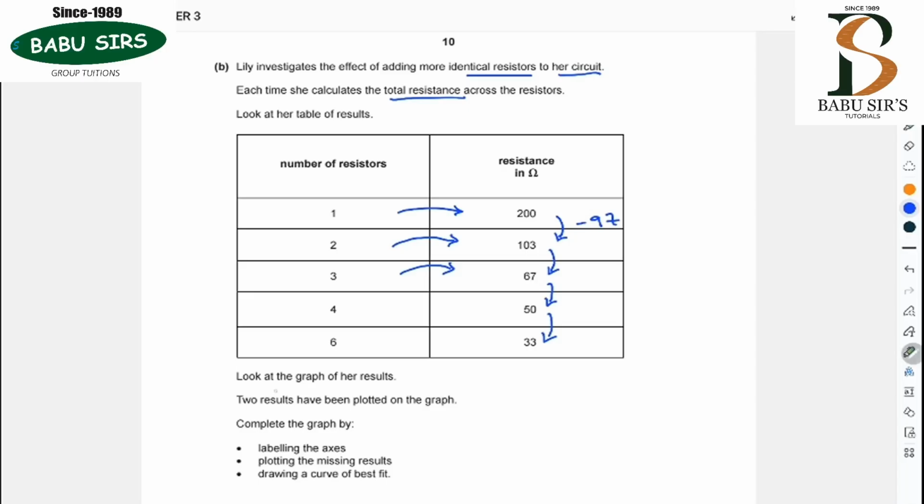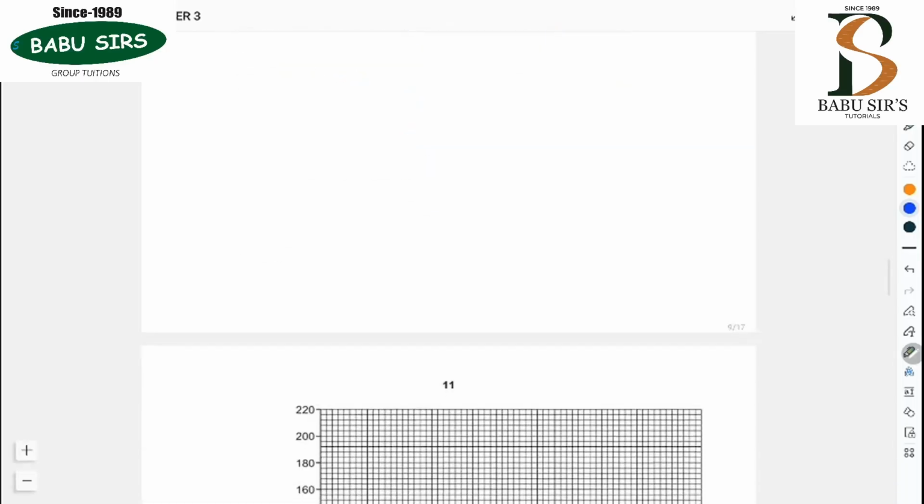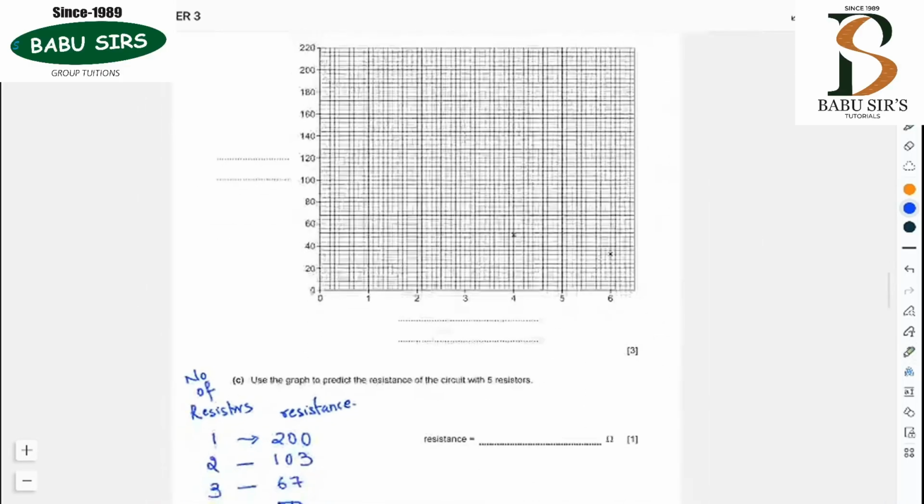Now what is told? Look at the graph of the results. Two results are plotted on the graph. Now these results, what you have seen here, have to be plotted on a graph. Complete the graph, labeling the axis, plotting and drawing the best fit curve. So whatever is the table here, I have written it down here, so we don't have to shift it up and down.